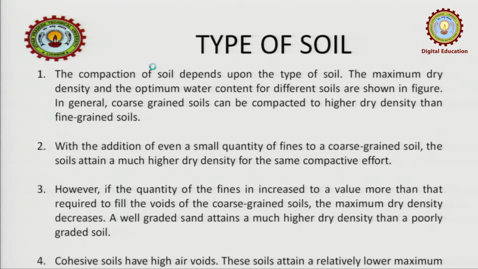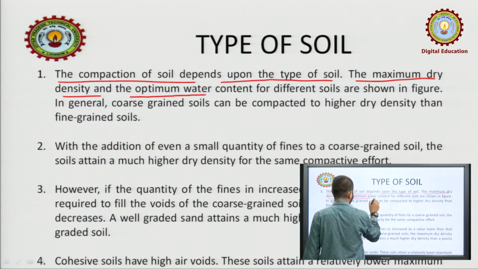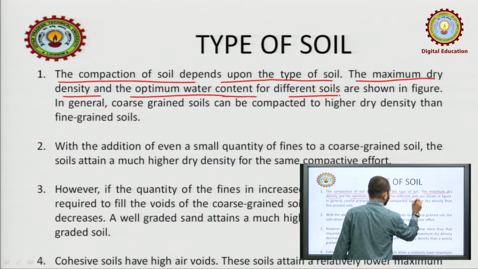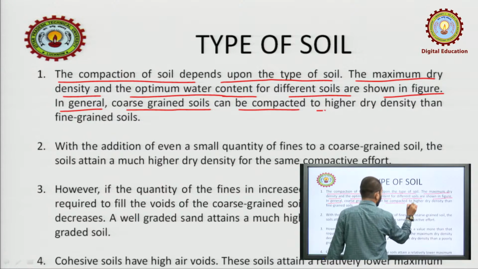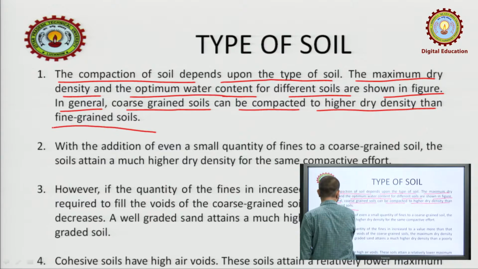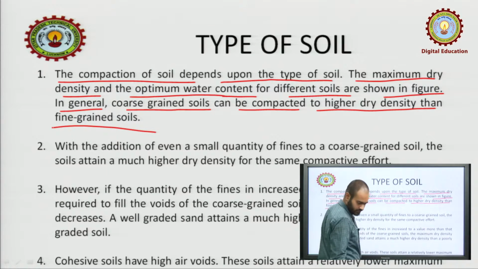Type of soil. How does this affect the compaction of the soil? The compaction of soil depends upon the type of soil. The maximum dry density and the optimum moisture content for different soils are shown in the figure. In general, the coarse grain soil can be compacted to a higher dry density than the fine grain soil. Okay. Let me show you the figure first of all.